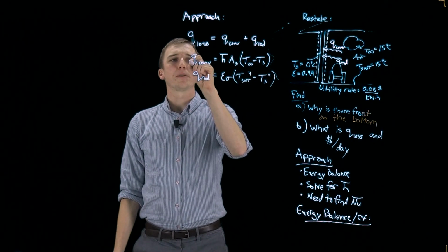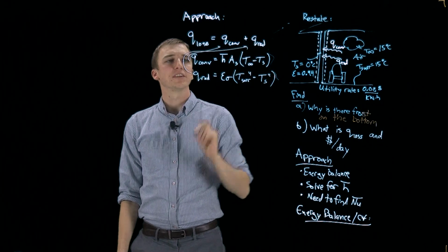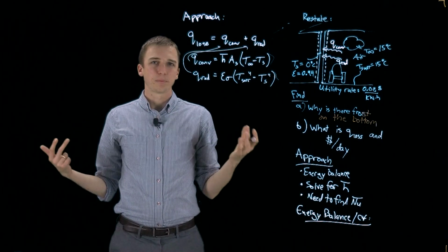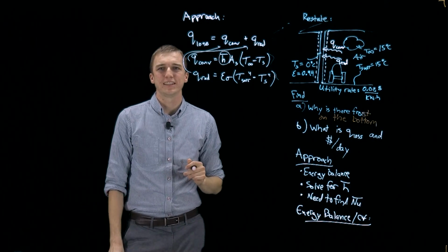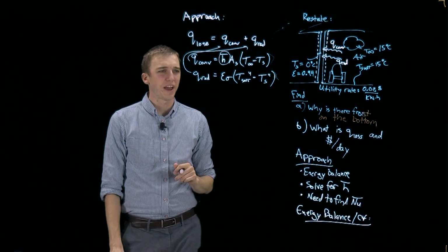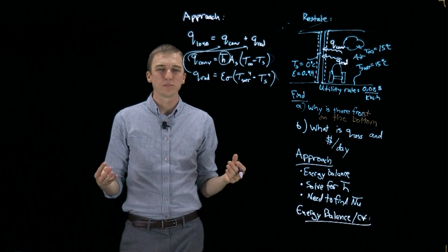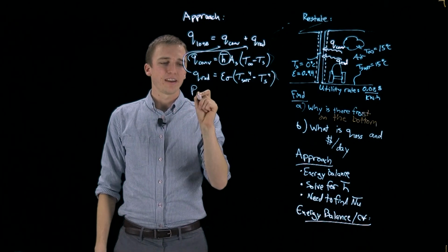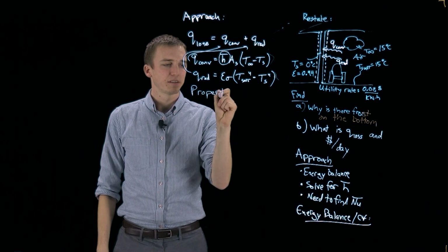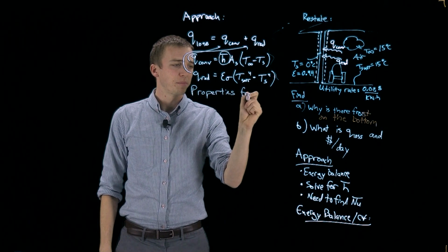Okay, so we're just going to put both of these into our final equation, but there's a problem, right? We need to know what h bar is. And so in order to do that, we're going to have to find the Nusselt number. Okay, but before we do any of that, let's find our properties from Appendix A.